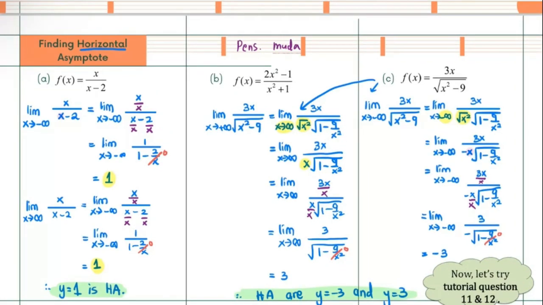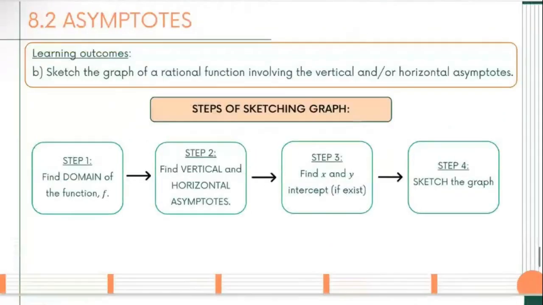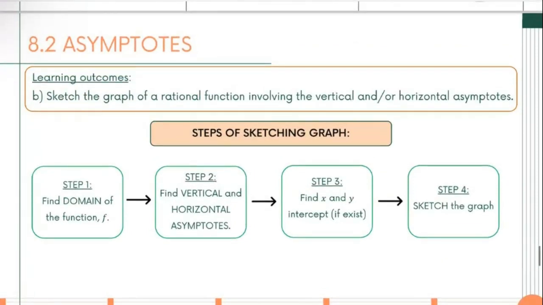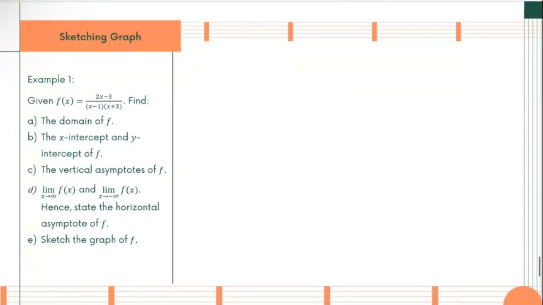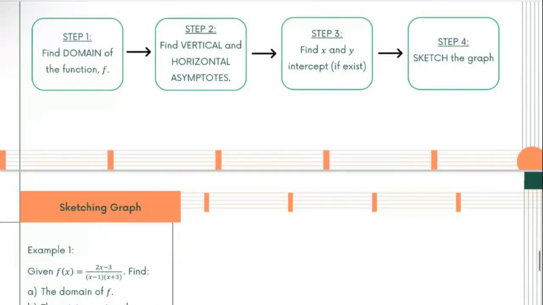Okay. Now let's moving on to the second learning outcome for 8.2, which is sketching the graph. Okay, soalan sketching the graph ni, sometimes soalan dia akan bagi tahu step-step dia. So contoh step-step dia adalah, saya bagi contoh dekat sini lah, sketching graph ini. Kalau kamu nampak, first dia minta domain, lepas tu dia minta intercept, lepas tu dia minta vertical, lepas tu dia suruh cari horizontal, last kali dia suruh sketch. Okay, ini adalah soalan yang baik di mana dia guide kita dia minta apa.